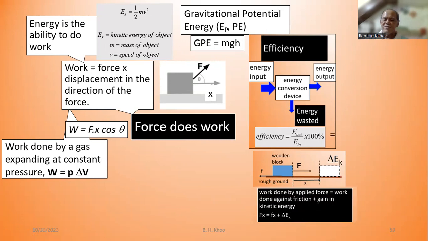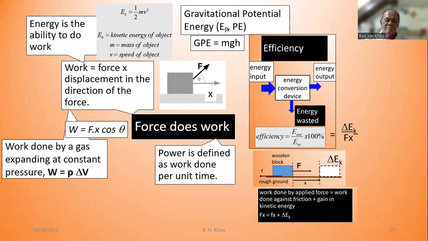Right? In this case, the efficiency: that's the energy output. The work done by the applied force is the energy input. So that's the efficiency for the system. Power is defined as the work done per unit time, or work divided by time. Then we derive P equals FV.